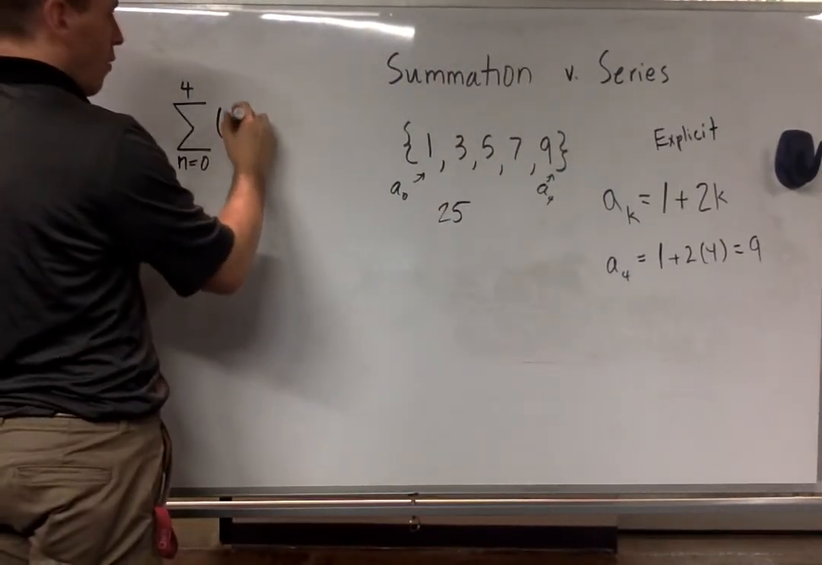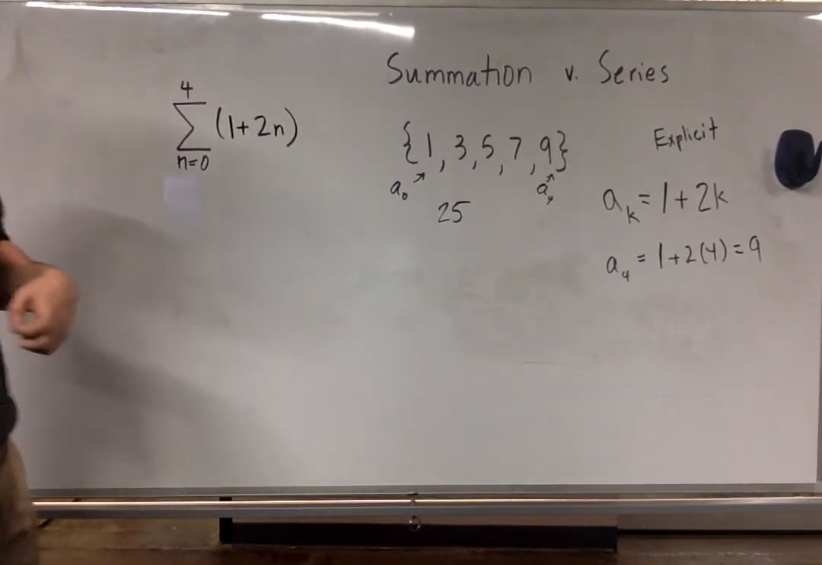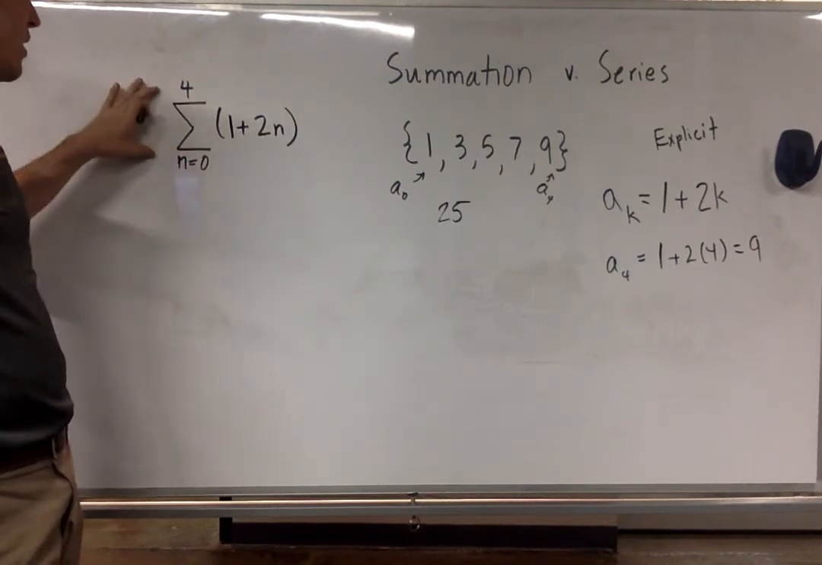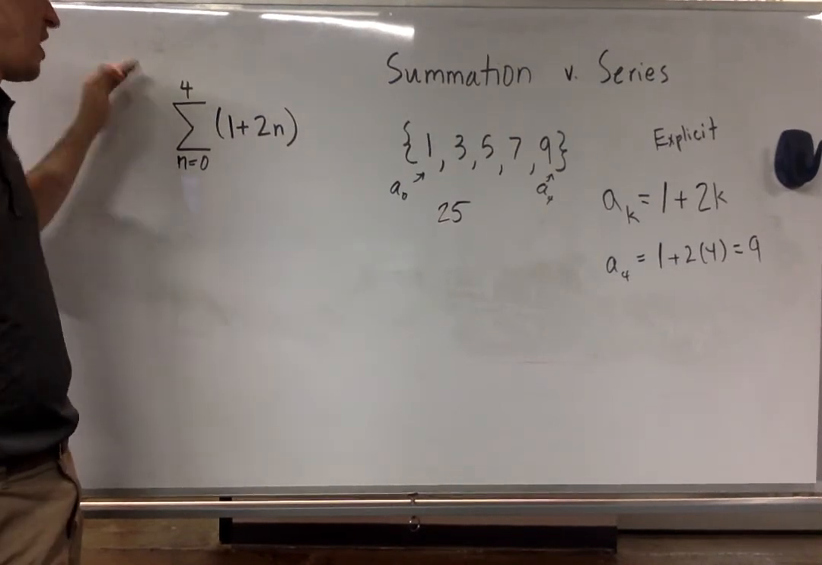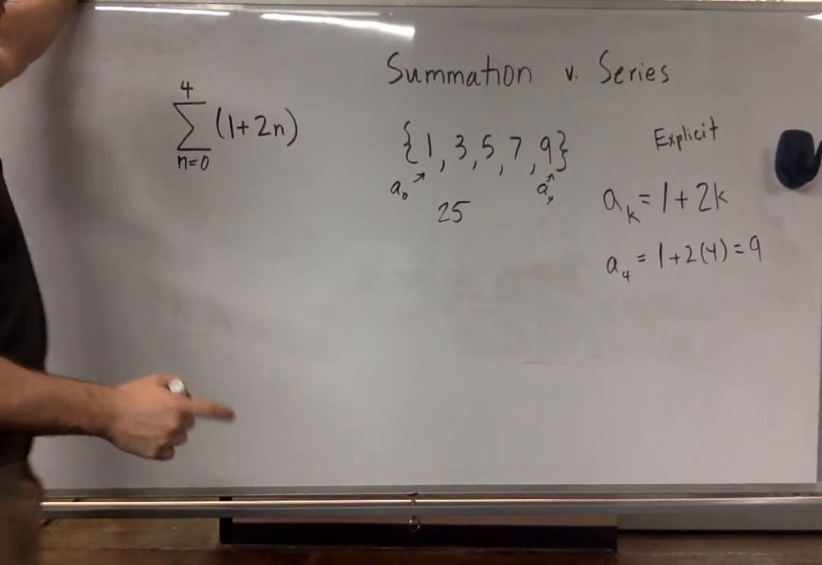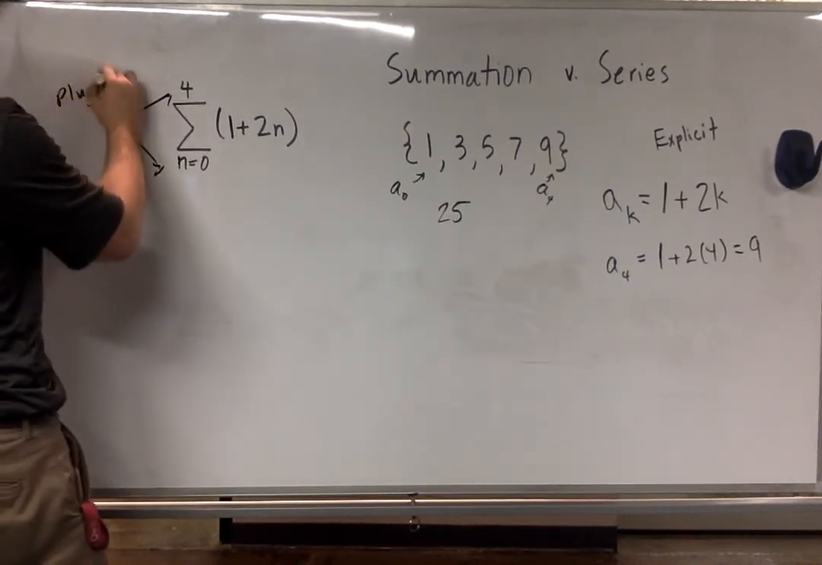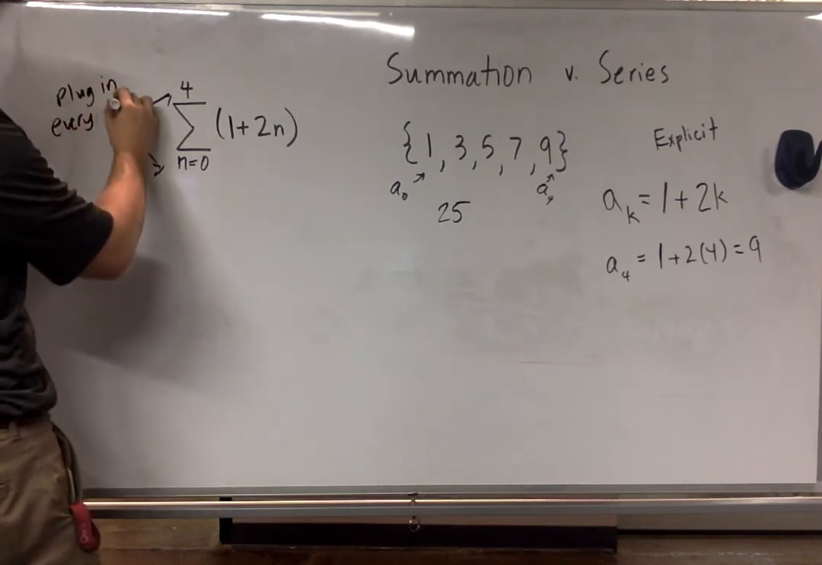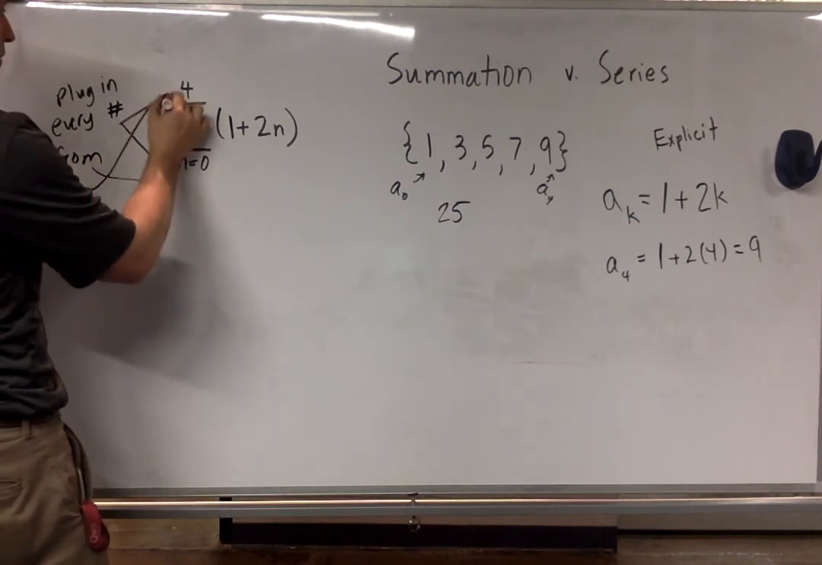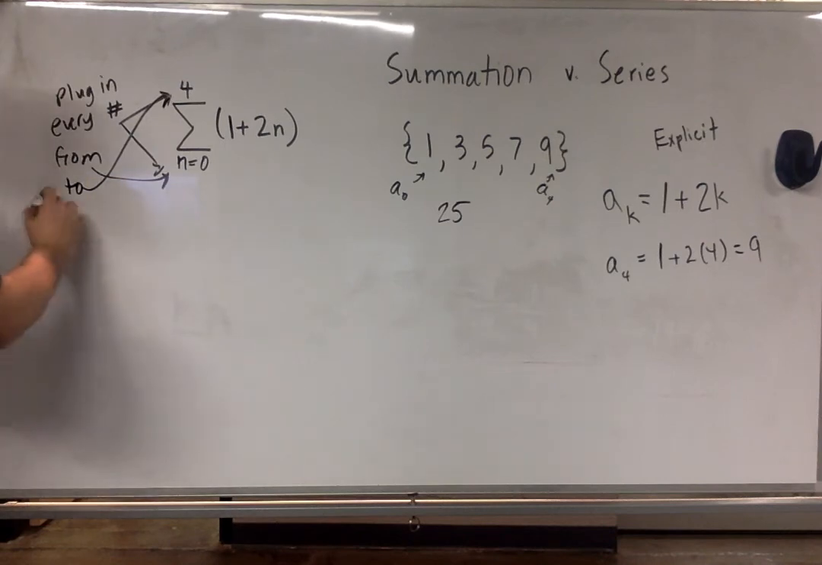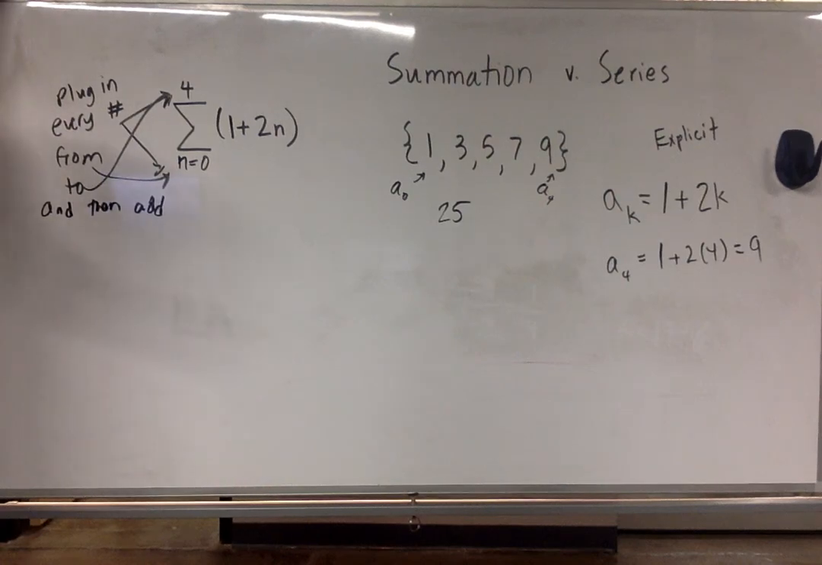So if my explicit definition of this sequence is 1 plus 2k, then I can take that and plug it in over here, 1 plus 2n. I've swapped the letter k for n over here just because that's what most mathematicians use to denote the difference between a sequence, which is just tell me the numbers, and a summation, which is tell me what all these numbers add up to. So the way that you would do this is basically this means plug in every number from this one to this one, and then add. And we'll look at what this looks like in a moment.